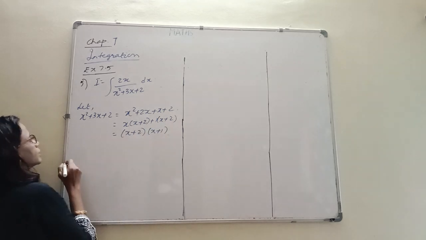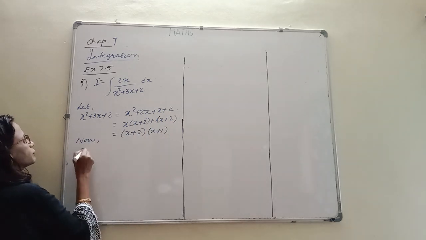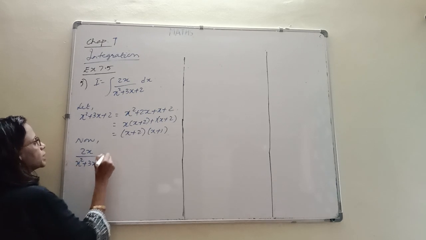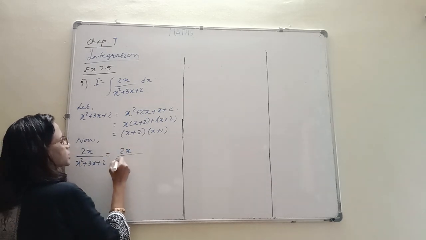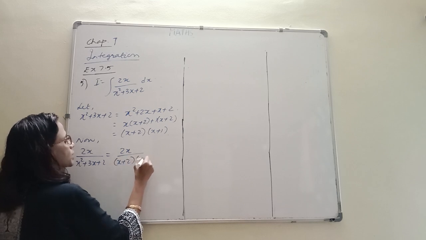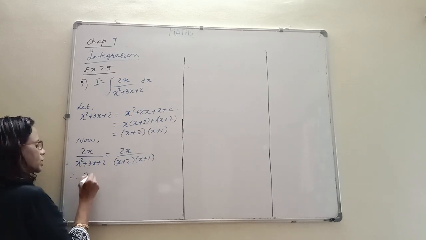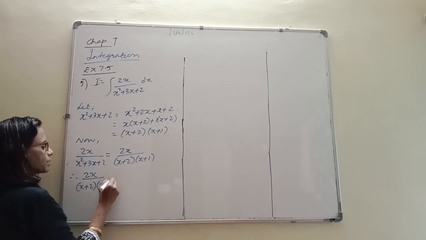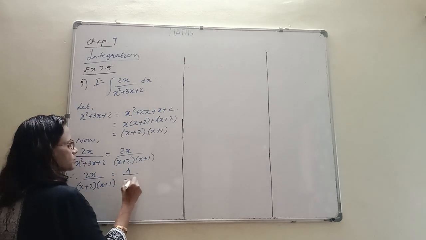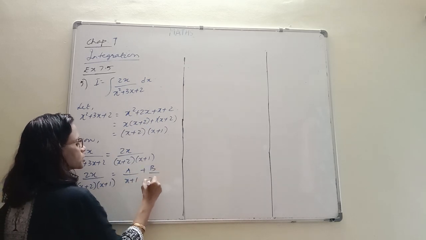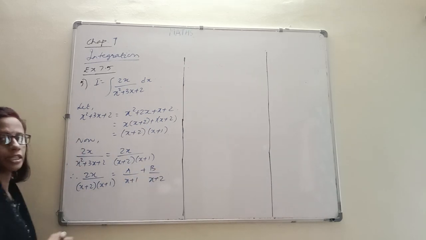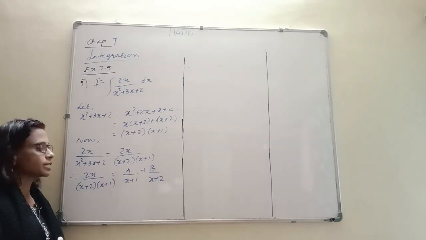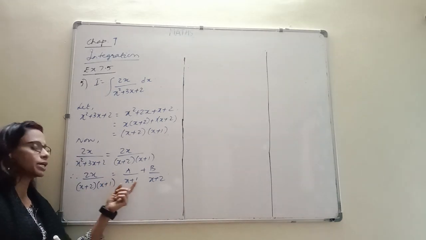As a result, if you consider the fraction 2x over x squared plus 3x plus 2, it could be converted as 2x over x plus 2 times x plus 1. So we know that if you have two linear factors, you can have A and B. That's how you split it: A over x plus 1 and B over x plus 2. This is what we did even in the initial part of the exercise.